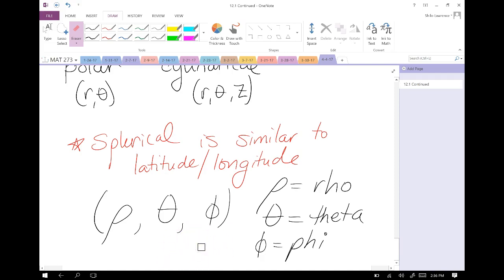Okay, so we've got rho, theta, and phi. I say phi because that's what I was taught. If you've used that before and you call it phi, that's perfectly fine. And you will hear either one. You can call it phi or phi. I don't really care. I've never heard it called phi before.